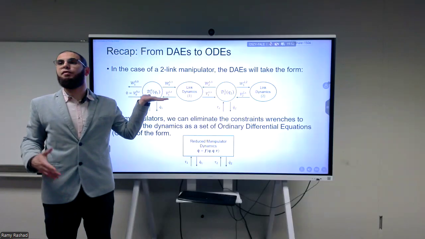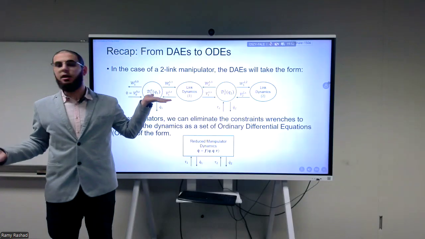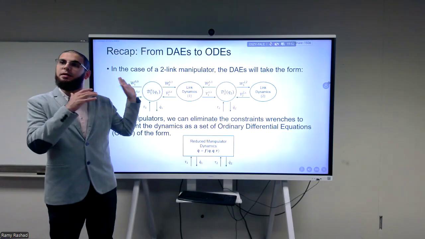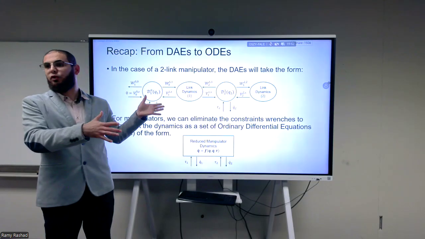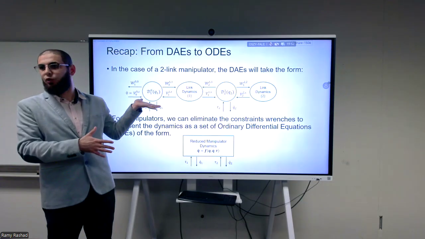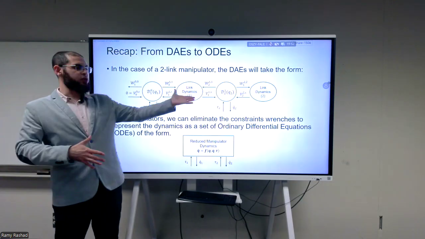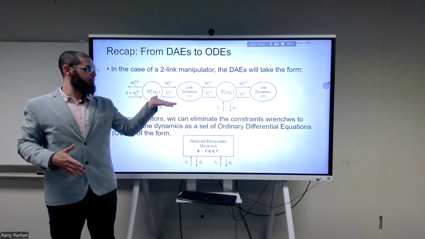What we have is a set of differential algebraic equations. You can take them as is, and you can directly simulate them. There are software tools that allow that. For example, this is exactly how you do it in Simscape. So if you're using Simscape, this is how you build it.